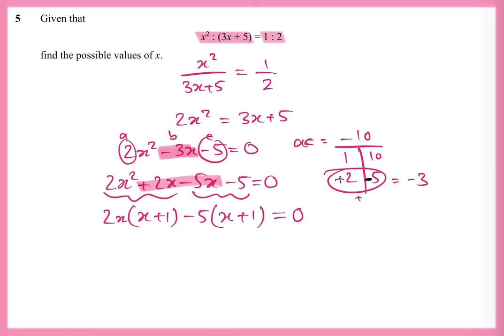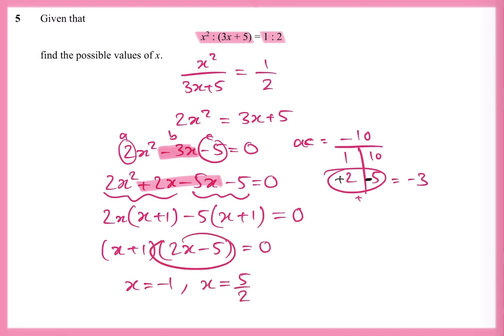Now we can see that x plus 1 is repeated, so factorizing again gives us x plus 1 and 2x minus 5 equal to 0. So x has to be negative 1 or 5 over 2 to make this bracket equal to 0. So here are my x solutions.